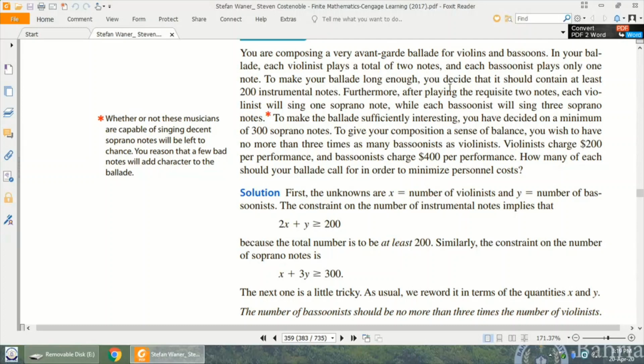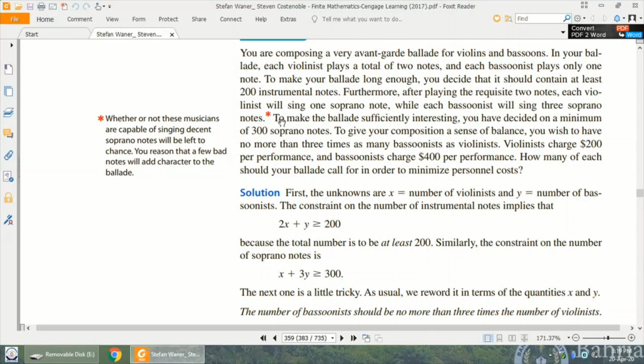So now bassoonist is in this case 1, and violinist is x, so we can have 2x, and to make sure that it should contain at least 200, it's greater than or equal to 200.